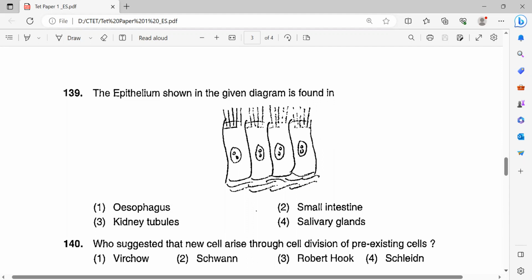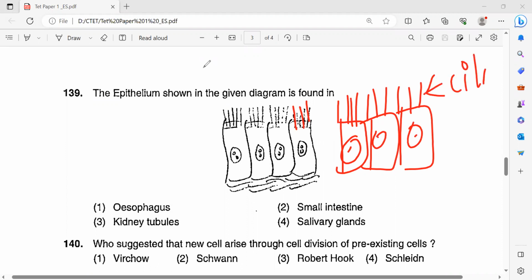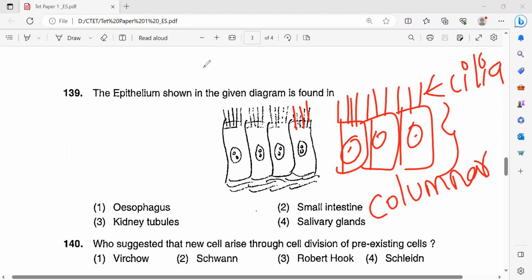So whatever we are seeing here is columnar because the cells are column-like, right? The cells are column-like and they have hair-like structures, meaning ciliated columnar epithelium. These are nothing but cilia or hair-like structures. These are column-like, so these are columnar epithelial cells. This columnar epithelial tissue, or group of cells, is found in which part of the body?